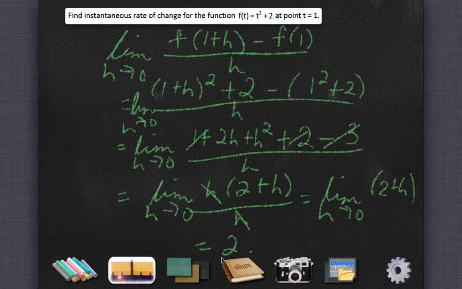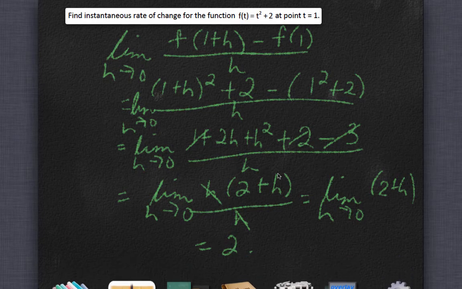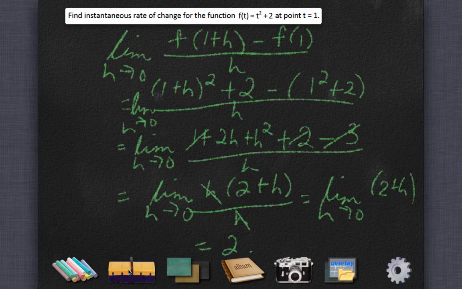So again, what this means is the slope of the line that's tangent to this graph f at t equals 1 is 2.